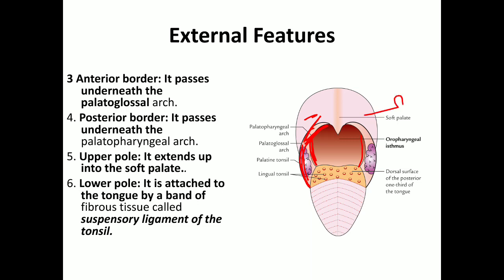So upper pole of the tonsil is related with the soft palate, and the lower pole of the tonsil is related with the dorsal surface of the tongue or the posterior 1/3 part of the tongue, and it is connected with the tongue by a ligament that is called suspensory ligament of tonsil. By this ligament, it is firmly attached to the tongue. That is why during swallowing, the tonsils will not slip.